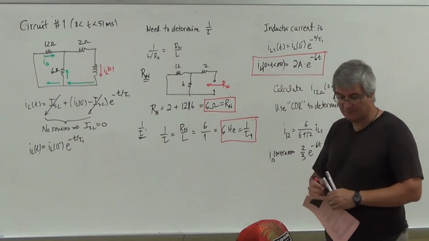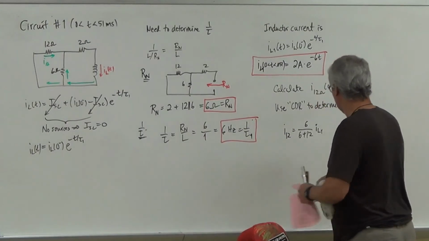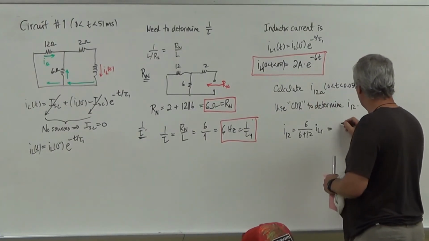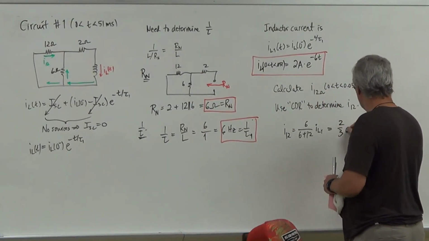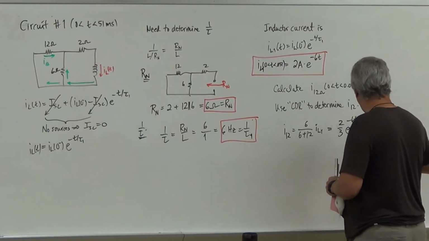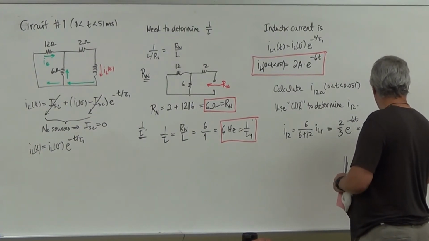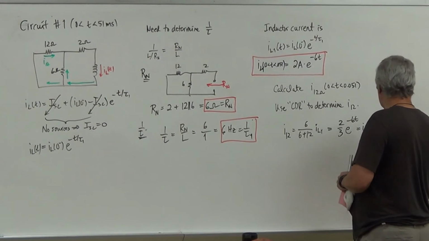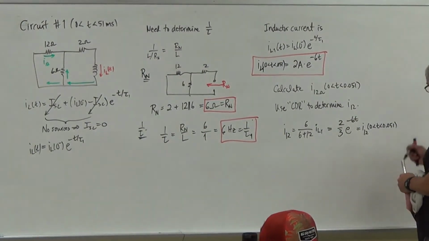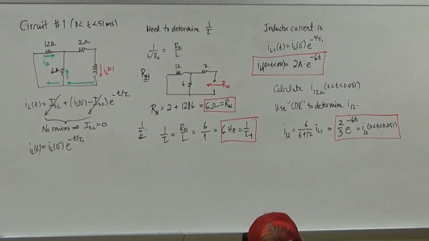Okay, I'm getting too small. I'm going to write this bigger here. So this should be 2/3 e to the minus 6t, and this is I12 between 0 and 51 milliseconds. Okay, I'm getting right at the end, so I got to move back that way.